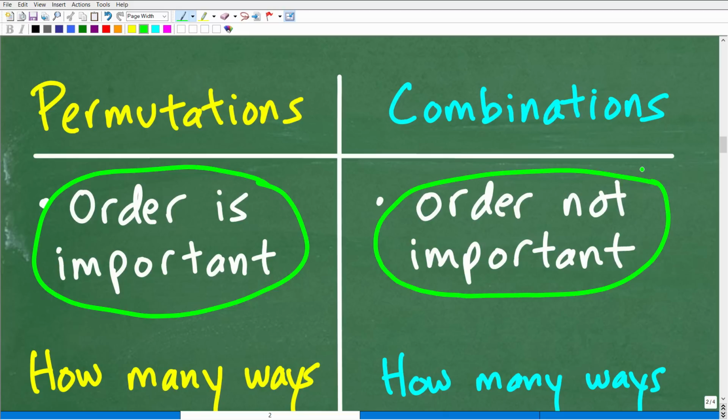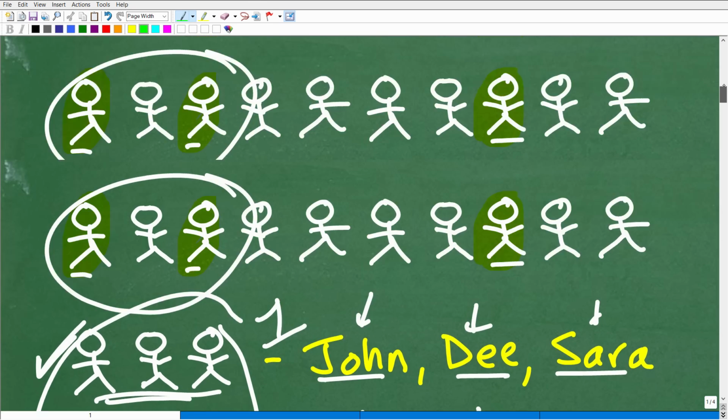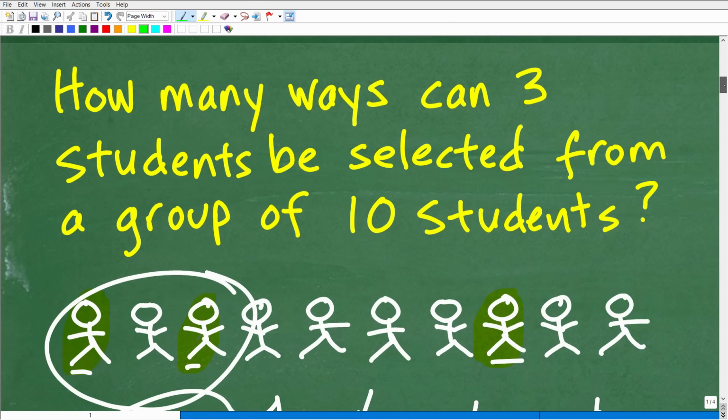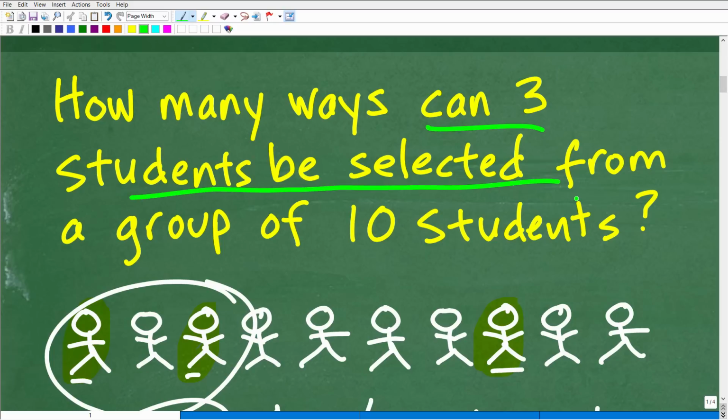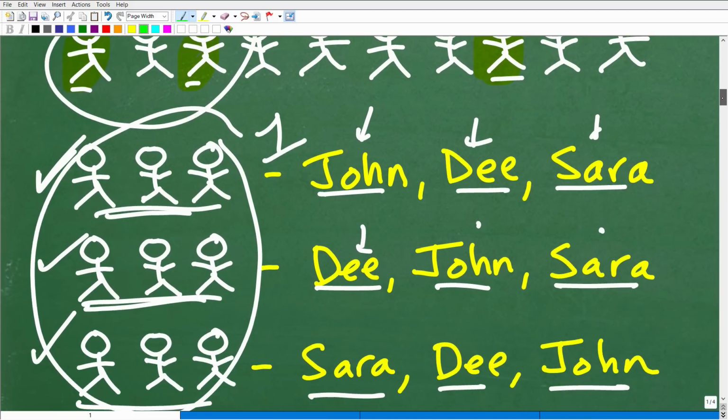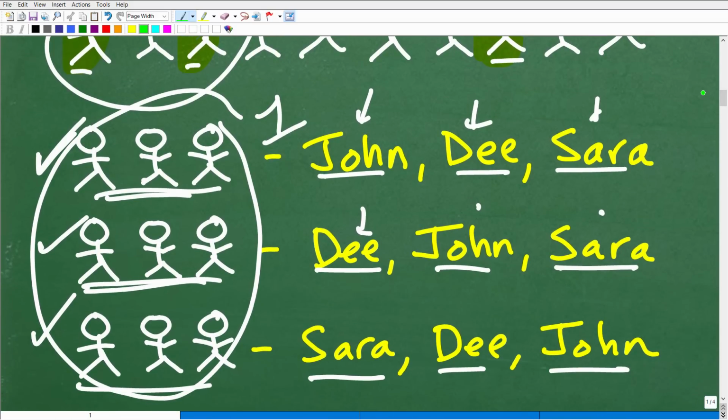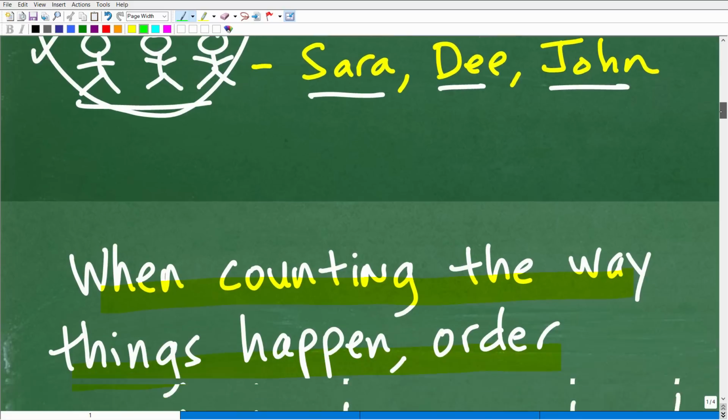So our situation that we're dealing with right now, let's go back up here one more time. We're trying to determine how many ways 3 students could be selected from a group of 10. It's not important in terms of the order of the way we get those 3 students. So order doesn't make a difference, as I showed you with this example right here. Order of selection is not important.